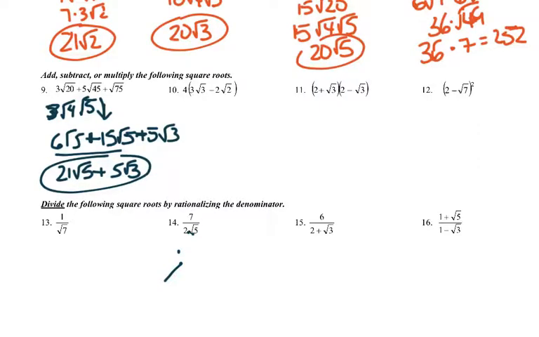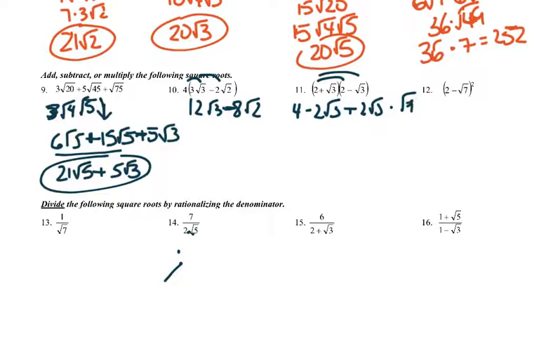What am I going to do in number 10? Right, distribute. So I get 12 root 3 minus 8 root 2. What am I doing in number 11? Right, FOIL or double distribute. 4 minus 2 root 3 plus 2 root 3 minus the square root of 9, which is 3. Right? So 4 minus 3 there is 1 minus 4 root 3.